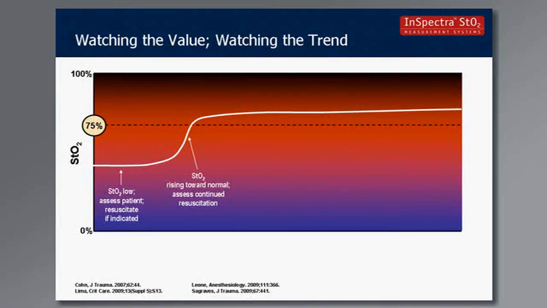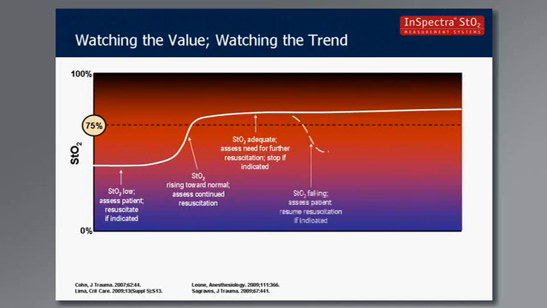Now, if resuscitation interventions are effective in improving tissue perfusion and oxygenation, the StO2 will increase. The need for continued resuscitation should be assessed, and discontinuing resuscitation should be considered as the StO2 crosses the 75% threshold. A falling StO2 strongly suggests abnormal or deteriorating perfusion status and should prompt a thorough investigation into possible causes, such as a new hemorrhage.